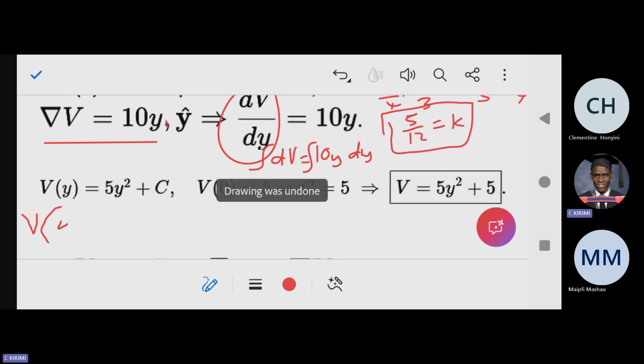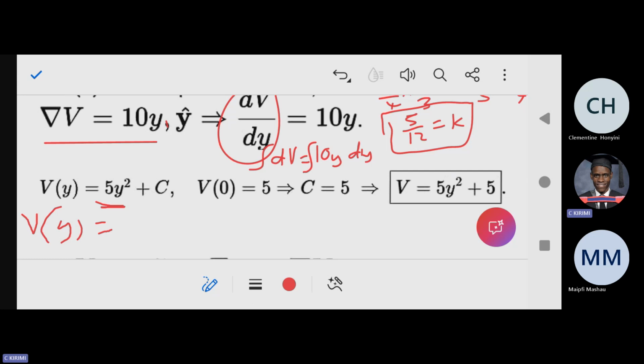So V of y is equal to, you integrate 10y. The result is 5y squared. Then you add plus c, which is a constant. After integrating, you always add plus a constant c, whether in calculus or otherwise, unless the integral is a definite integral where you are putting limits.